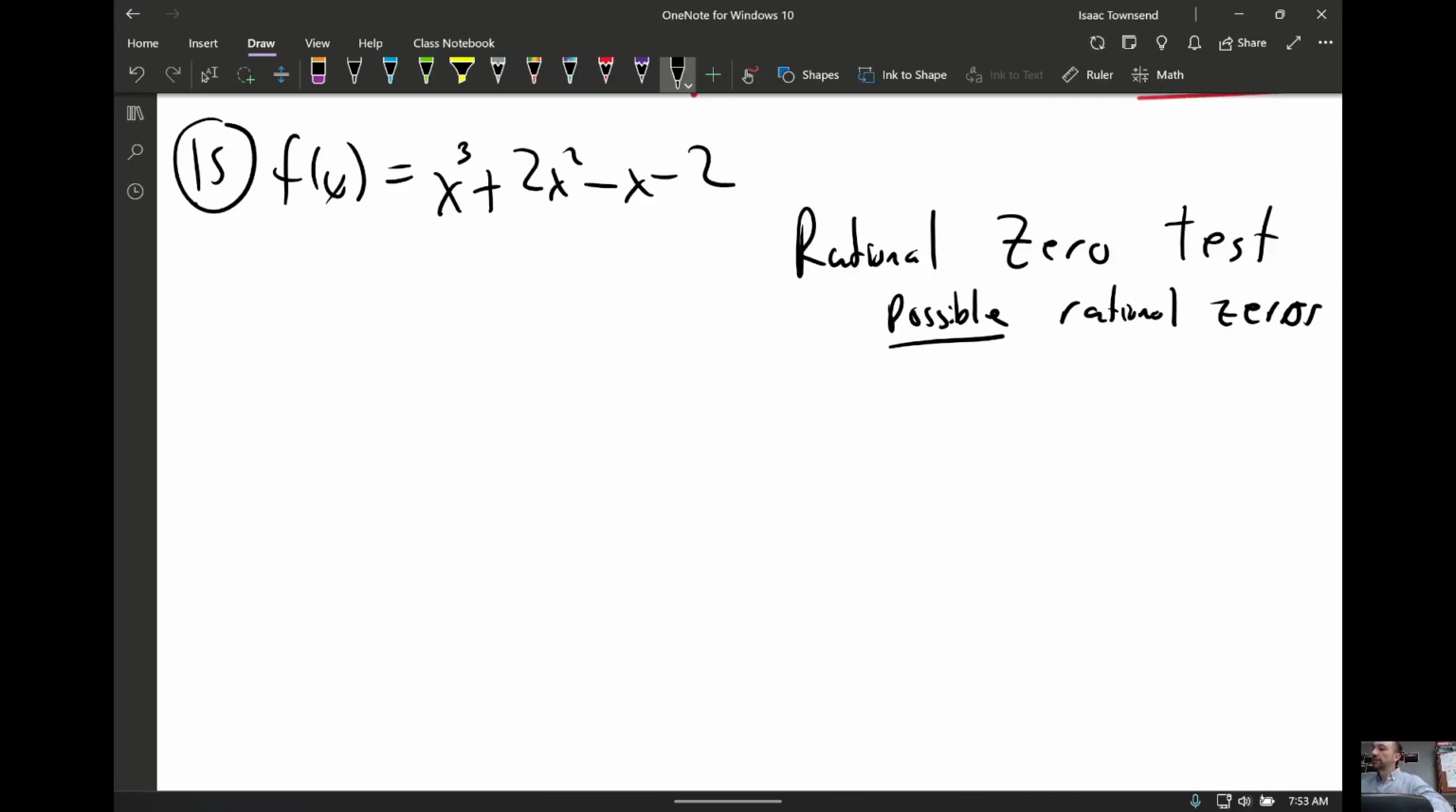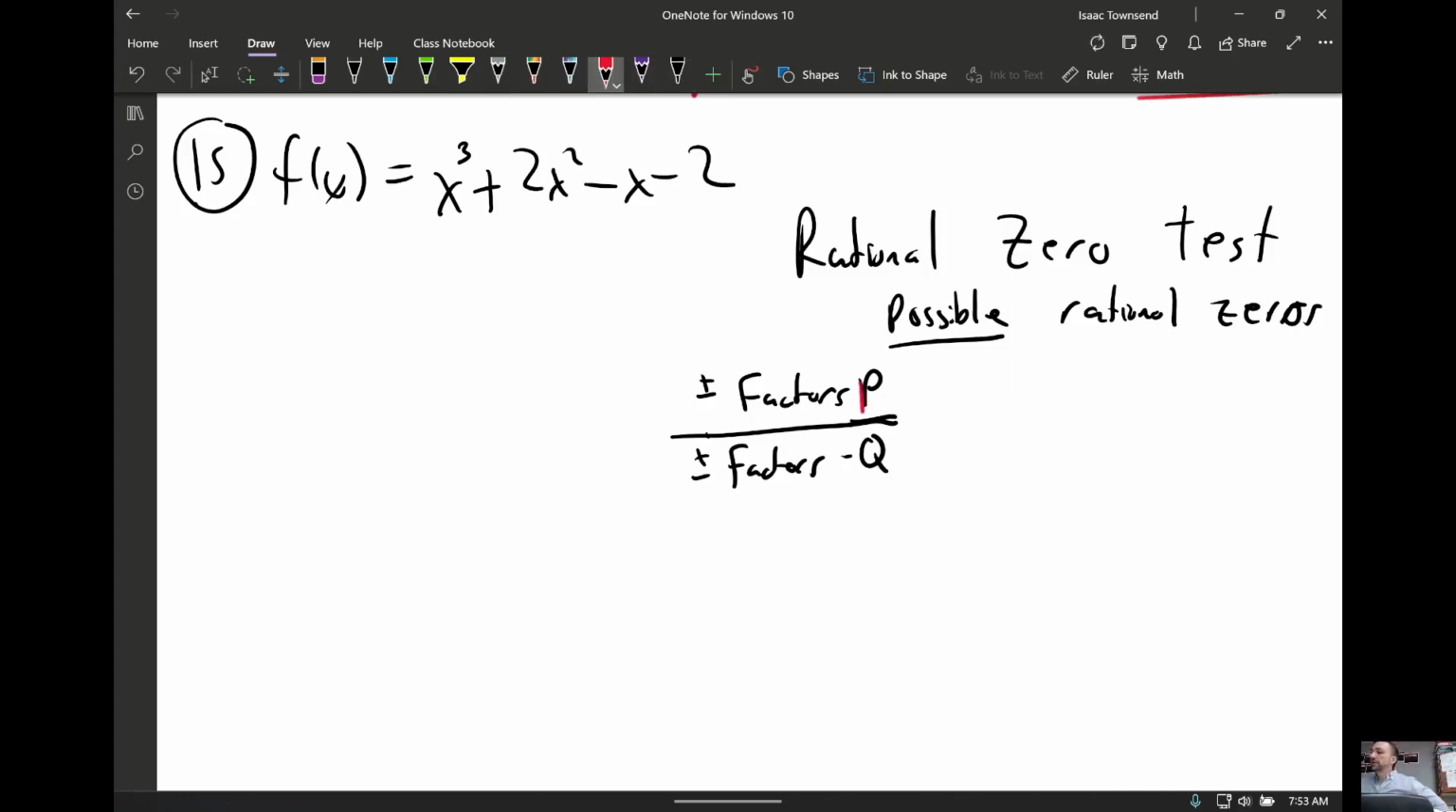And this is often referred to as the P over Q list. This is probably how you heard it in Algebra 2. You take plus or minus all the factors of P over plus or minus all the factors of Q.